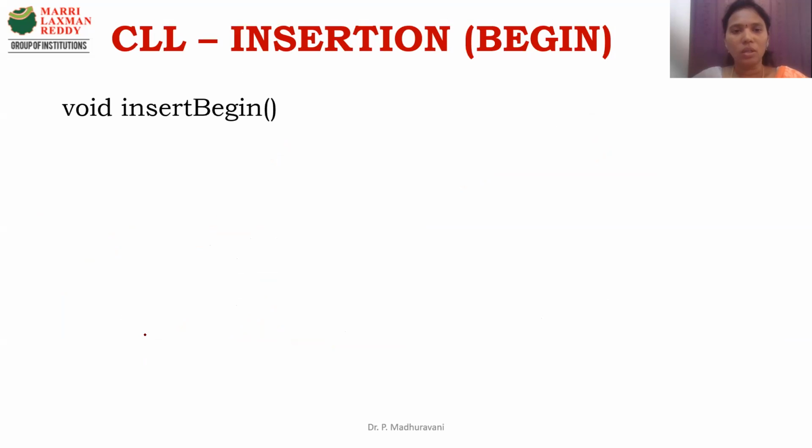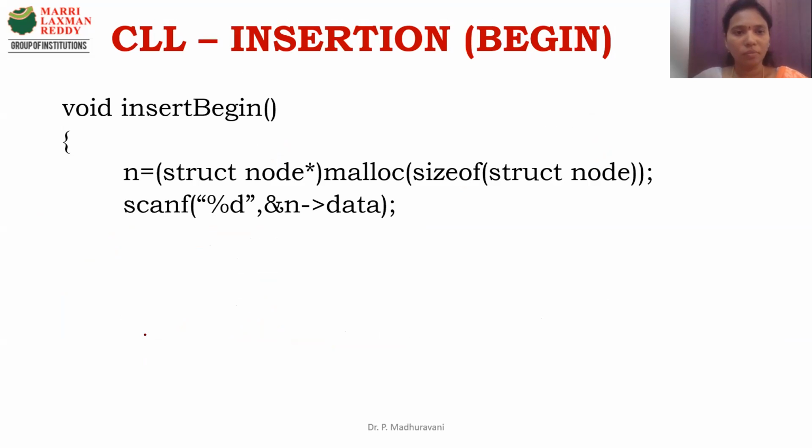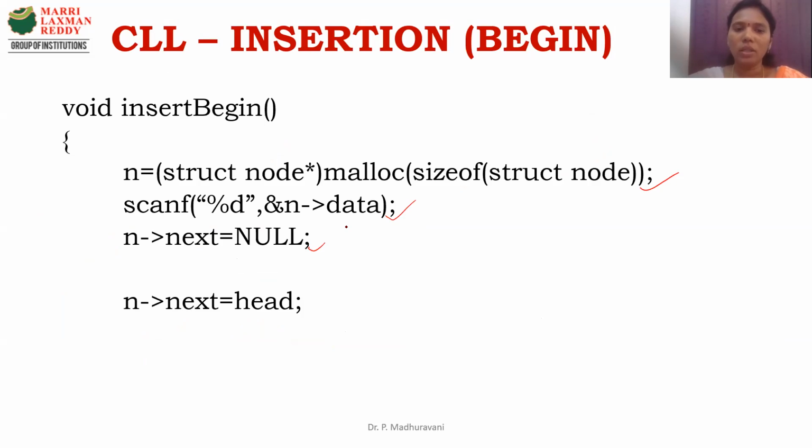Then coming to the implementation, see the function. Allocate memory for the node structure, insert the data value, make the next part null. Now give links between n and head, move head to the new node, and then give the link between last and head.